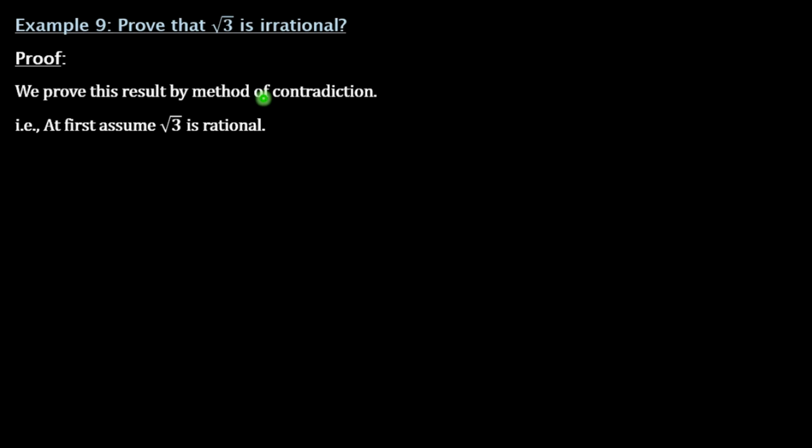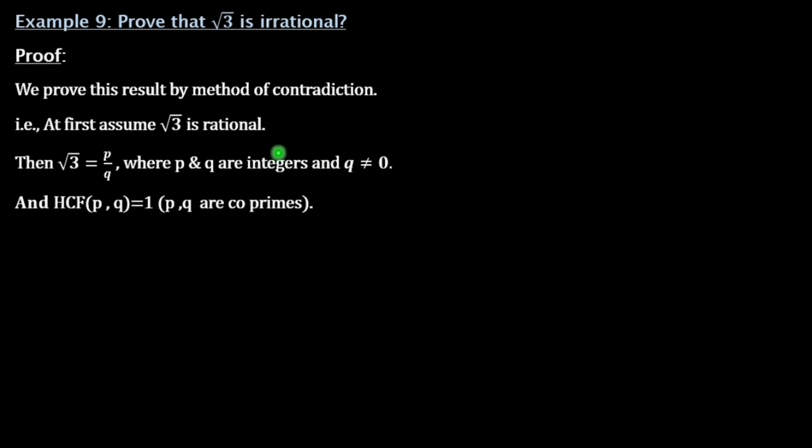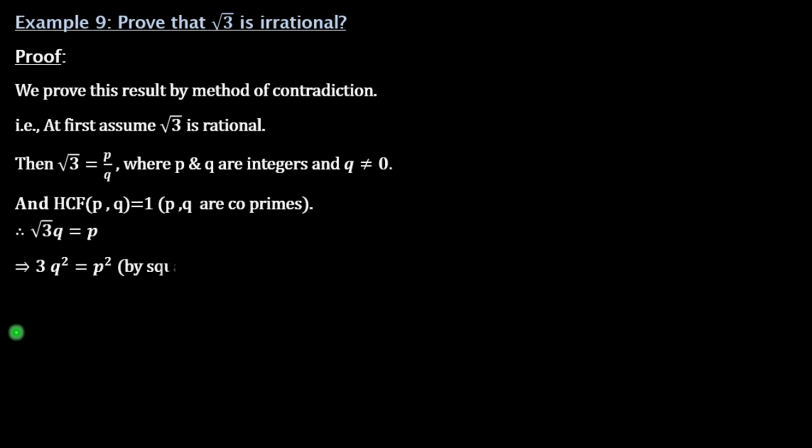Next, we proceed as in the previous question. If root 3 is rational, then root 3 equals p by q, where p and q are integers and HCF of p and q equals 1. That is, p and q are coprimes. Coprimes are numbers having HCF 1. Then, similarly to the previous problem, we square both sides. Then 3q square equals p square.